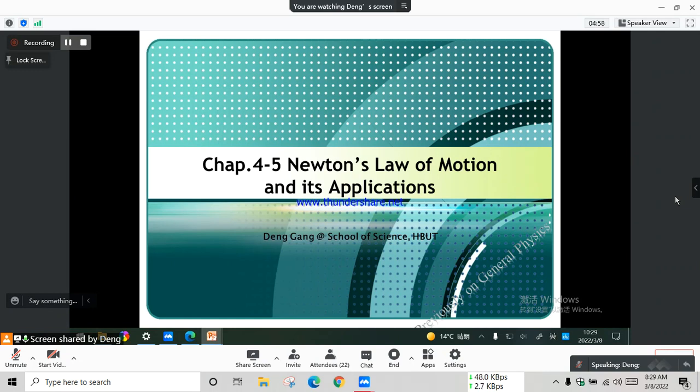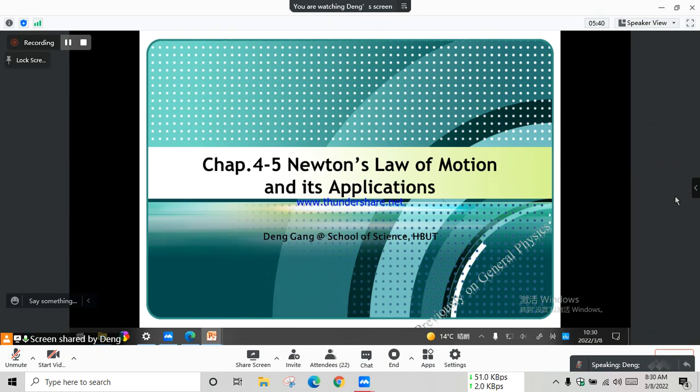Okay, so in chapters 2 and 3, we investigated how things move. That is kinematics. And in chapters 4 and 5, they're about what we call mechanics, or especially dynamics. So dynamics is different from kinematics.